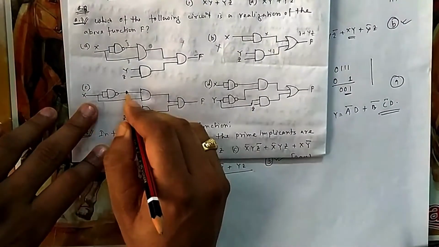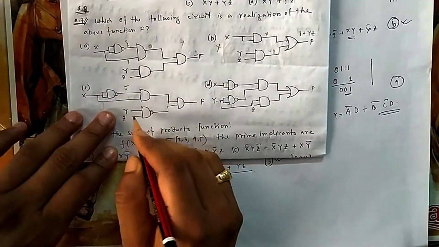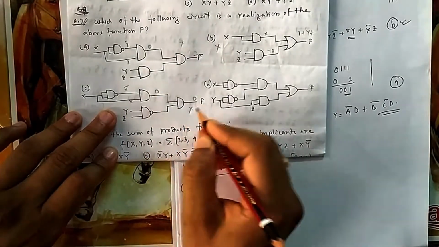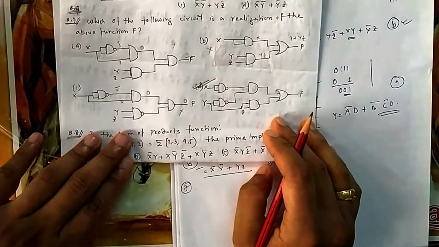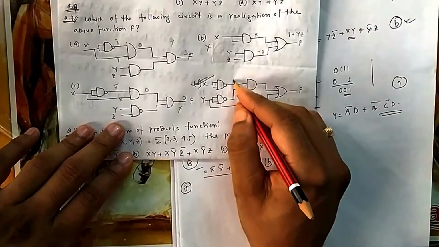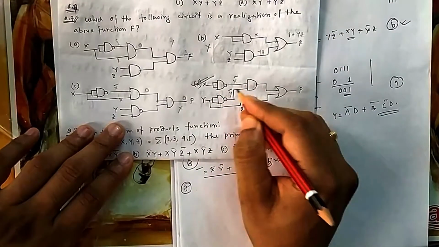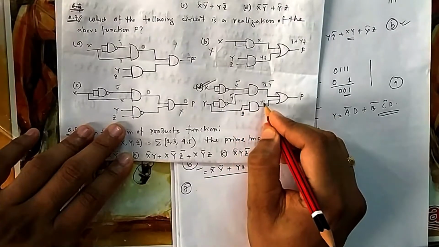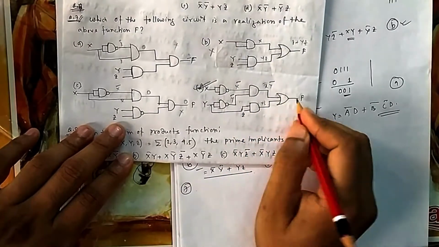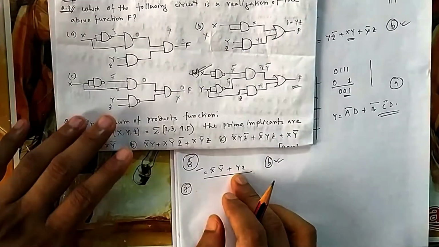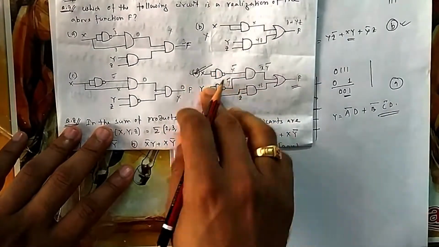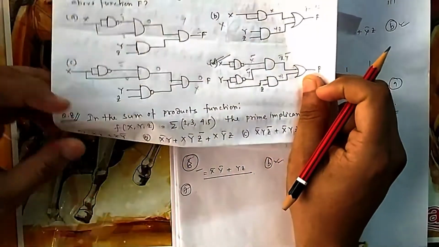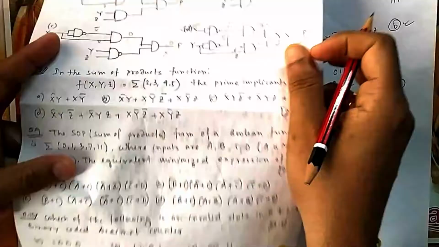Now you come to see again, this is X naught, X bar, and this is X. So X into X naught is 0, again it is 0. So this is not this. Obviously D will be the answer, but still we will check it. So this is X naught, this is Y naught, so it is X naught Y naught, and it is YZ. So you can see X naught Y naught plus YZ, because it is OR. So just a simple logic gate, truth table, AND gate, OR gate, the symbols you know, apply that.